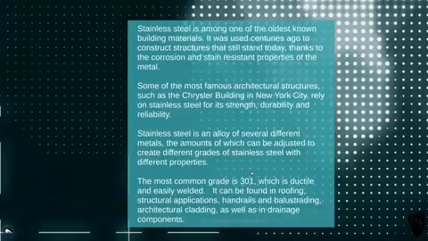You've got to be careful where it comes from, because there are problems with poor quality stainless steel coming out of certain countries. Some of the most famous architectural structures, the Chrysler Building in New York, that's got stainless steel used in it. Stainless steel is an alloy of several metals. The amounts can be played about with and adjusted to create different grades of stainless steel.